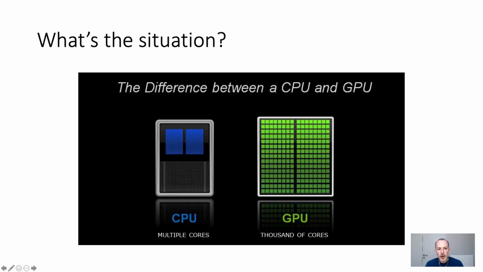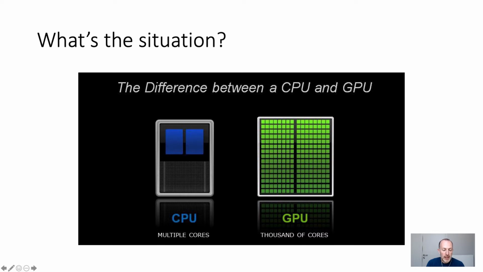Let's focus first on the exact situation that we're in and what is the difference between a central processing unit and a graphical processing unit, a GPU. A CPU, which we use for traditional programs, consists of a few cores. Typically you have 4, 8, maybe 16 cores in a regular notebook, computer, or mobile phone. Yet in a GPU, we have thousands of cores, meaning that a lot of work can be done in parallel.